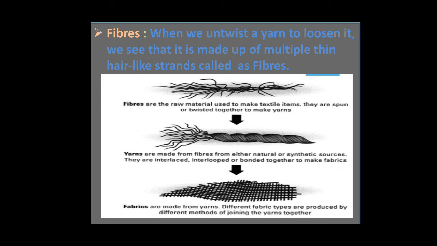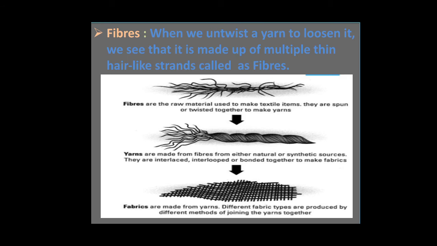Next, fiber. When we untwist a yarn to loosen it, we see that it is made up of multiple thin hair-like strands called fibers. In the given diagram, you can see fibers are the raw material used to make textile items. They are spun or twisted together to make yarn. These fibers come from raw materials like cotton and jute. Yarn is made from fibers from either natural or synthetic sources. Synthetic means man-made, and natural means coming from nature, and we use them as fabric.